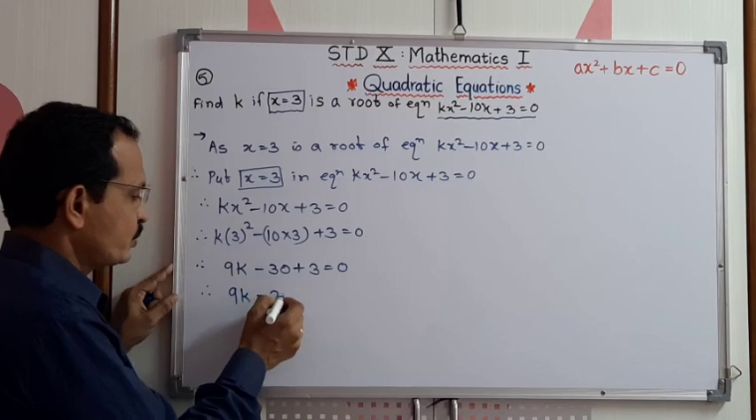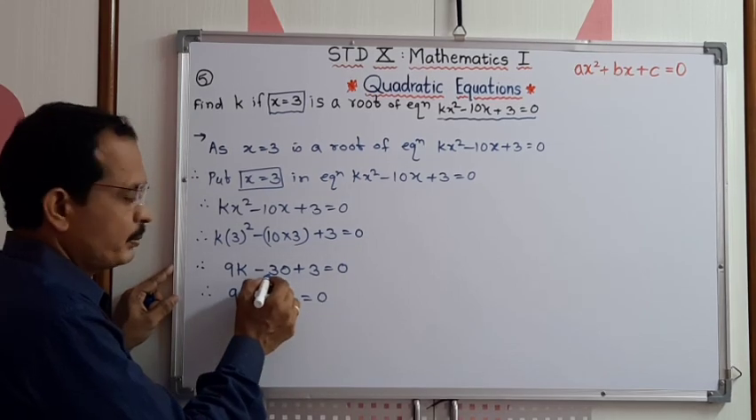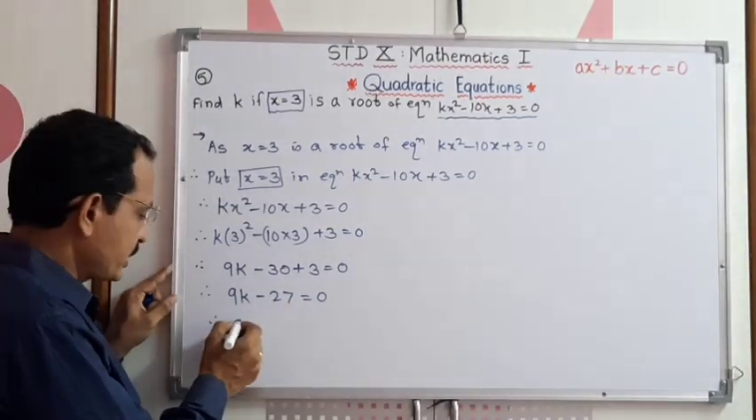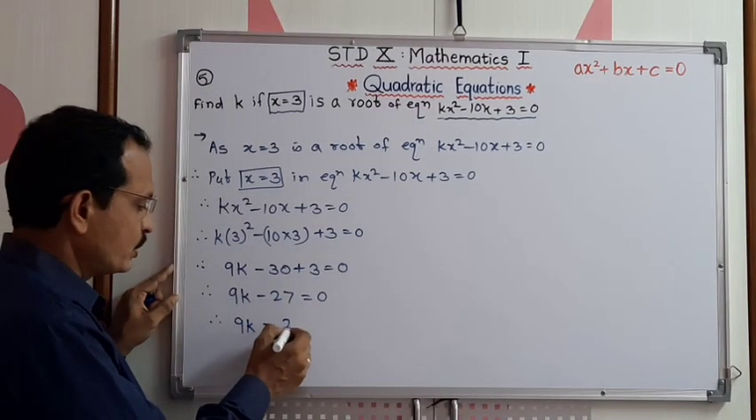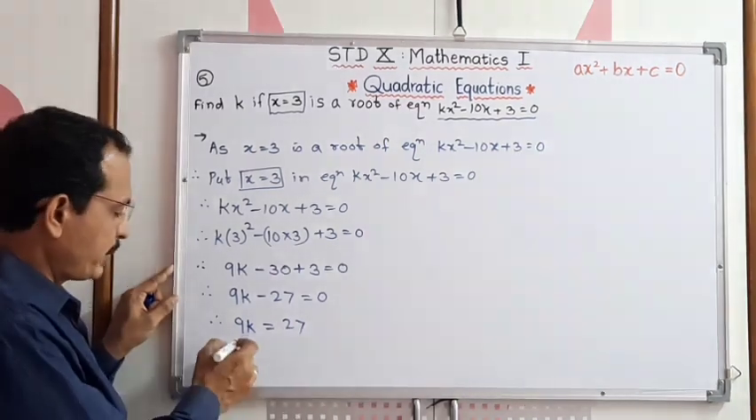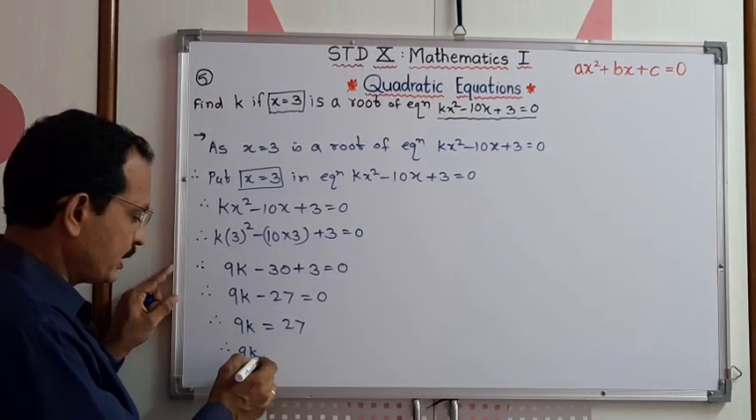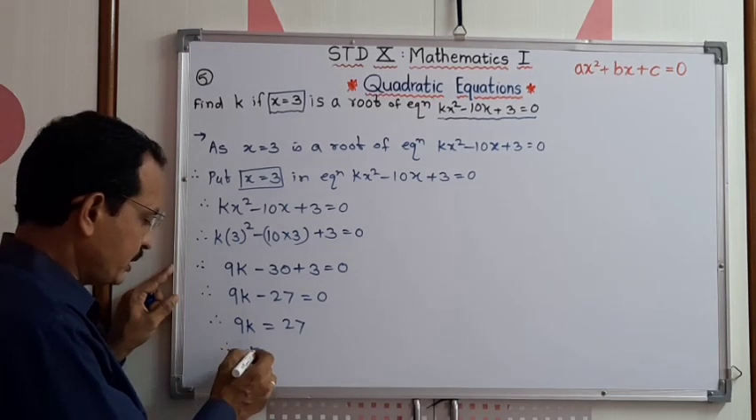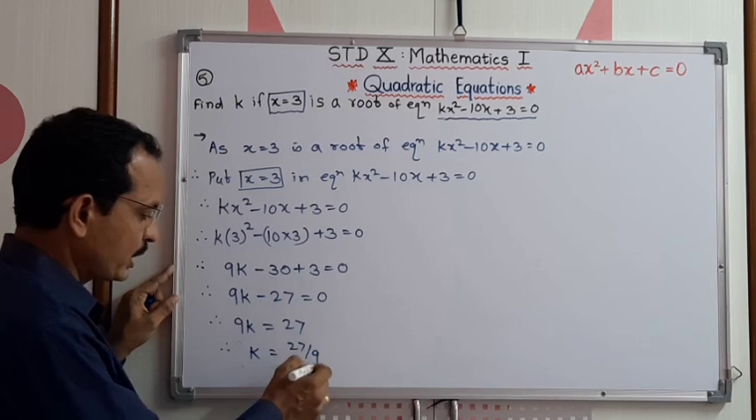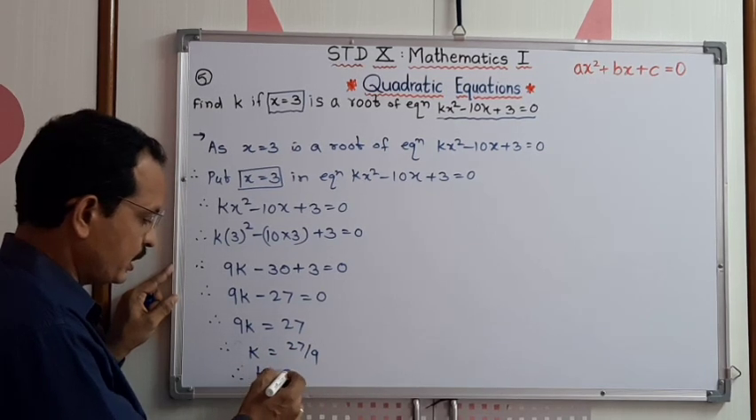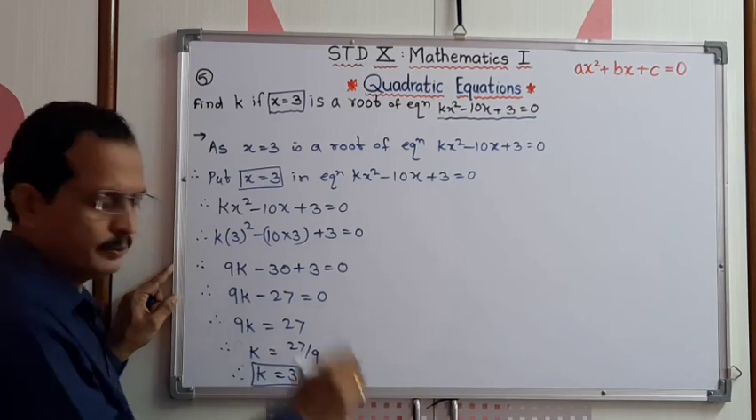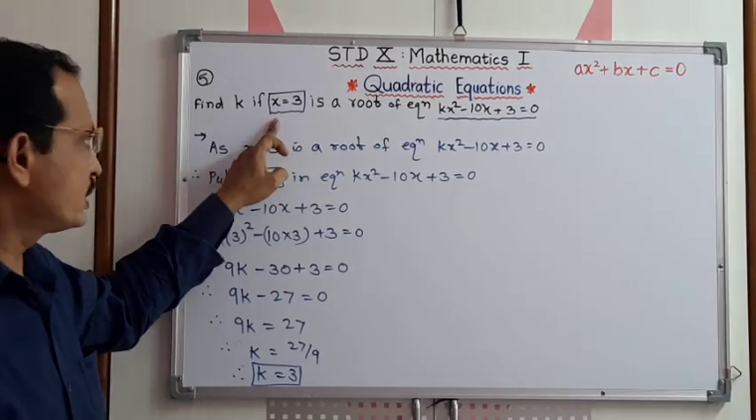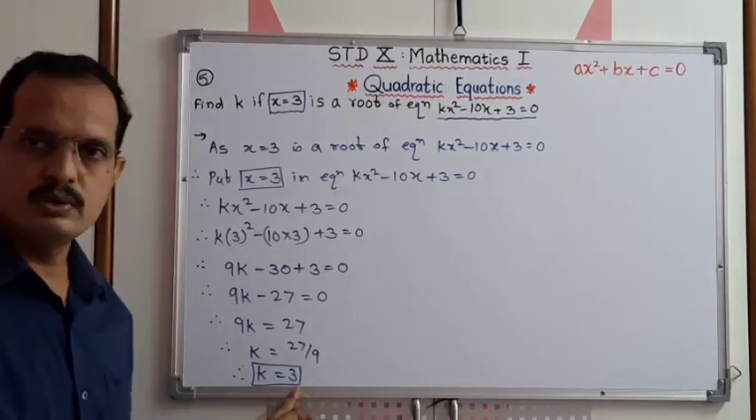9k minus 27 is equal to 0. Minus 30 plus 3. Now add 27 on both sides. 9k is equal to 27. Divide by 9 on both sides. Here it is k is equal to 27 upon 9, and we get here k is equal to 3. 9 3s are 27. As x is equal to 3, we get k is equal to 3.